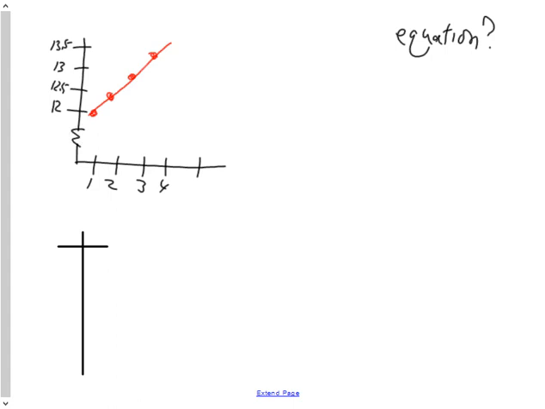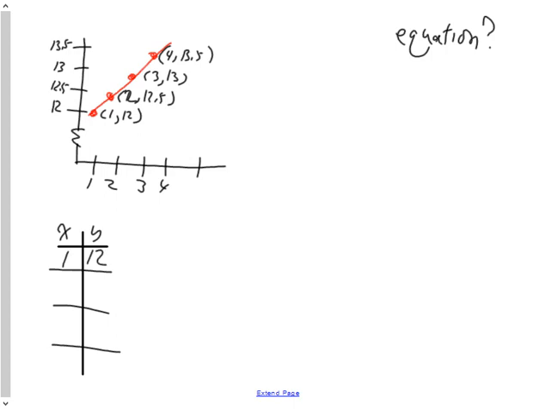So the first point, this one right here, is 1 on the x and 12 on the y. This is 2 on the x and 12.5 on the y. This is 3 on the x and 13 on the y. And this one is 4 on the x and 13.5. So I'm going to put that on my table. So the first thing I do is make the table. So I have 1 and 12. I have 2 and 12.5. 3 and 13. And 4 and 13.5.